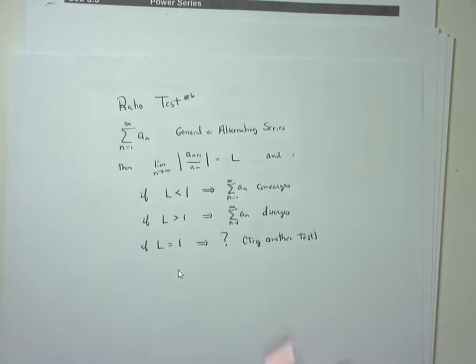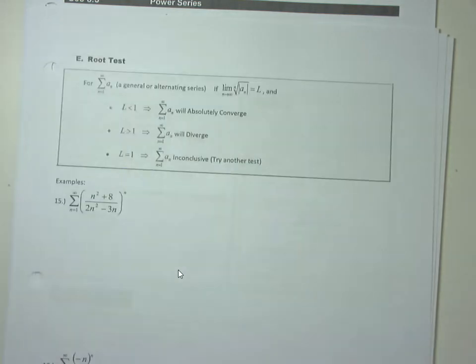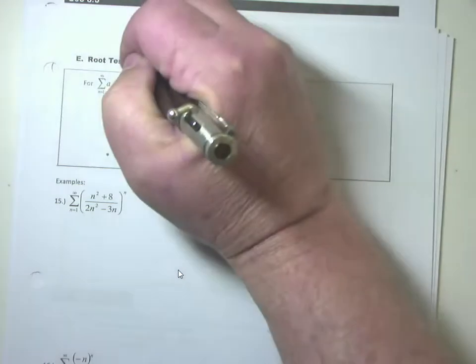So the last part of section 8.4 is the last test you have to memorize. This is an extension of the ratio test. It is test number 7, called the root test.